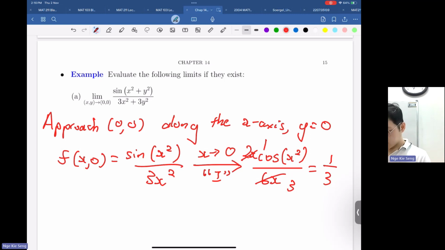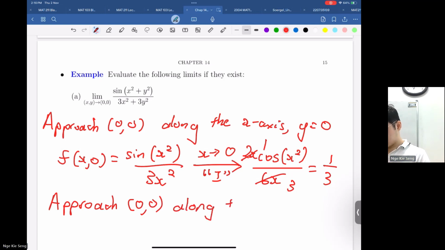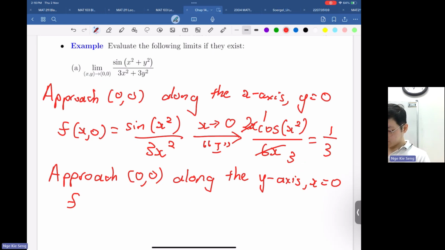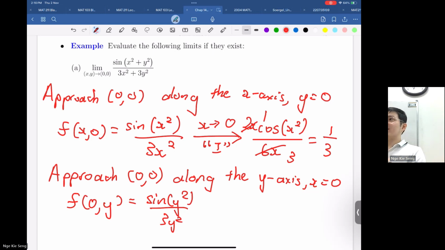And then I want to try another curve. Which curve do we want to try? Try the y-axis. Take x equals 0. What happened? f(0,y) equals sine y squared over 2y squared. Similar. Same limit. Can we deduce anything or not? Cannot. If you want to prove that it has a limit of 1 over 3, you need to try all paths. Now we only tried 2 paths. If I want to show it doesn't exist, I need to pick 2 paths that give me different limits.